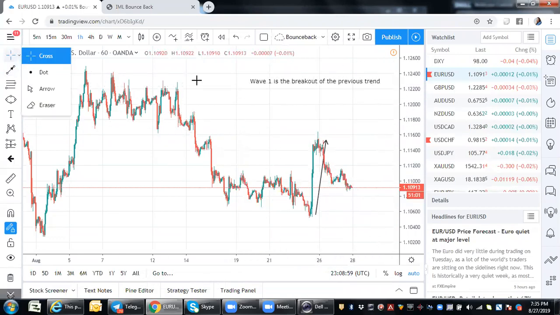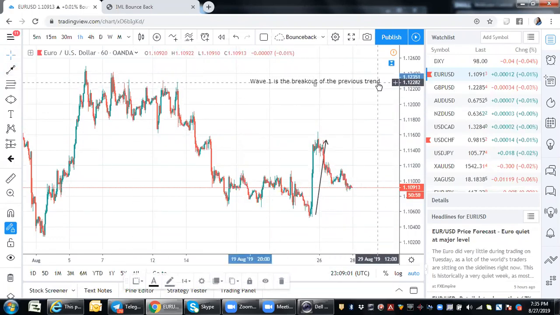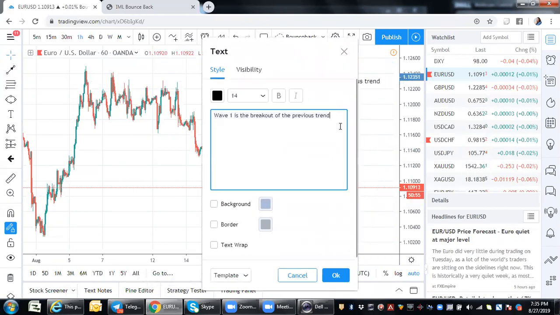You enter the trade on wave 2. So continuing, wave 2, first entry. Look for retracement around the 61.8 Fib level, right? I like to bold it, but anyway, let me take that off.